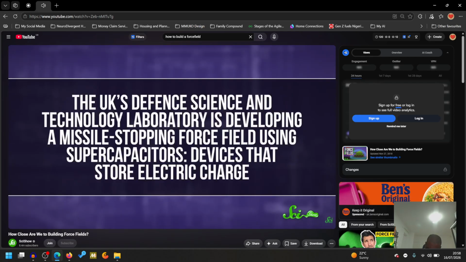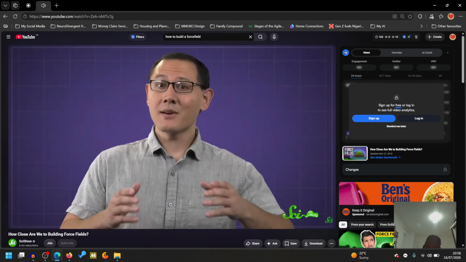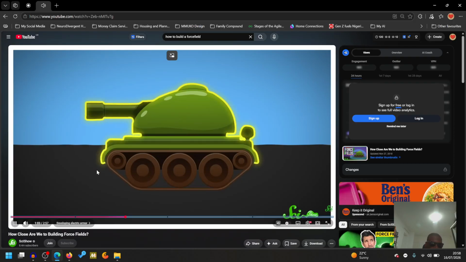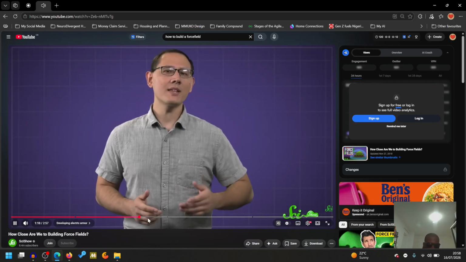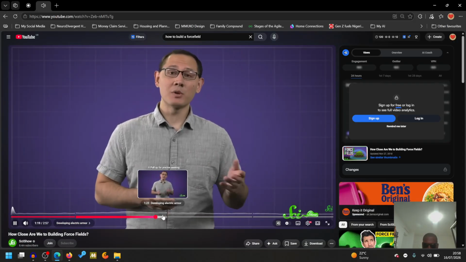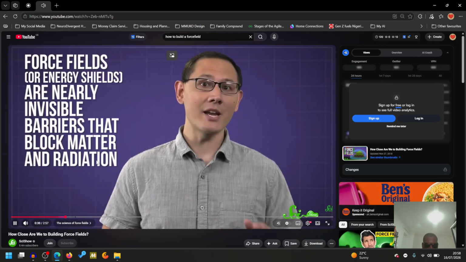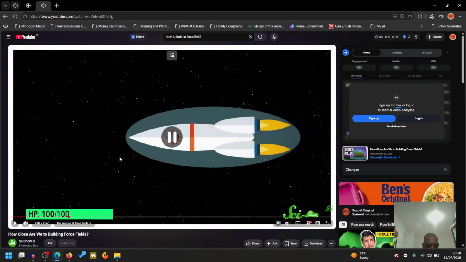The UK's Defence Science and Technology Laboratory, for example, is developing a missile stopping force field using supercapacitors, devices that store electric charge. The idea is that when faced with an incoming missile, supercapacitors could flood the outer shell of a vehicle with electricity. The results of preliminary tests are still a little fuzzy, but that's still more than we have for blocking radiation, which could be used to protect a spaceship.